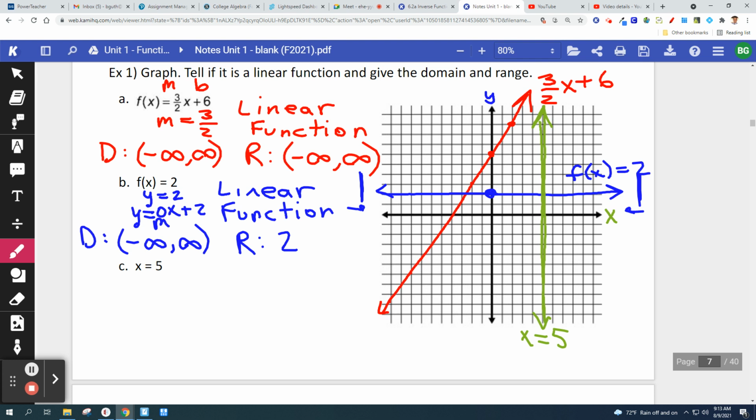Now, this one, the slope: if you try to find the slope of a vertical line, the slope is undefined. This one doesn't have a slope. So that means this one is not a linear function.